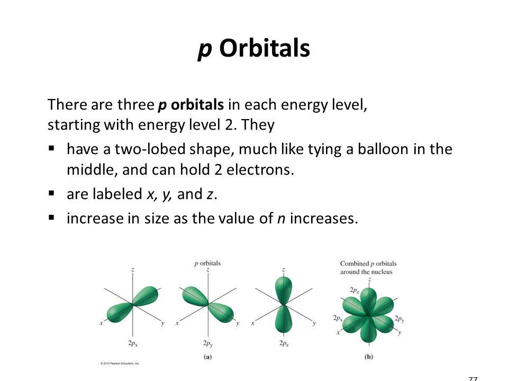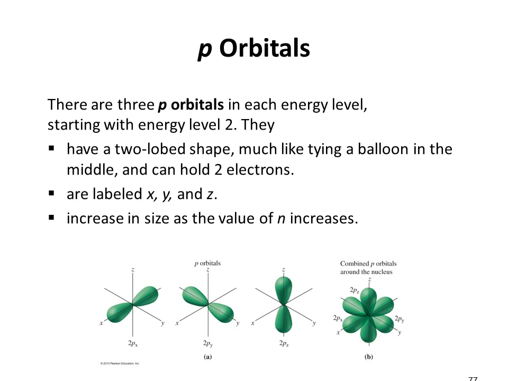The p orbital is first found in the second energy level. These orbitals always have a two-lobed shape, much like tying two balloons together in the middle. Each p orbital can hold 2 electrons. These p orbitals align themselves along each three-dimensional axis, so the x-axis, the y-axis, and the z-axis.